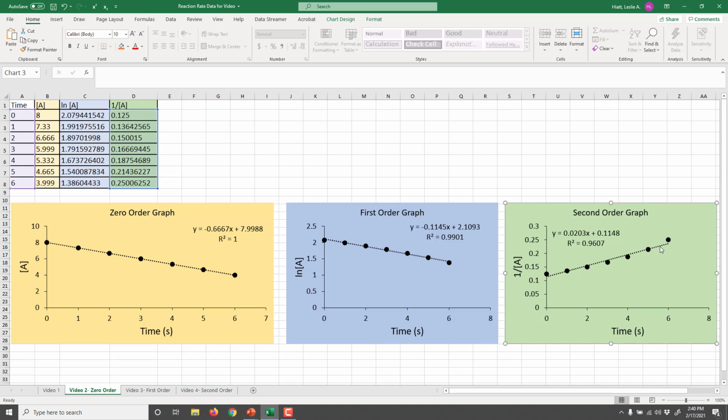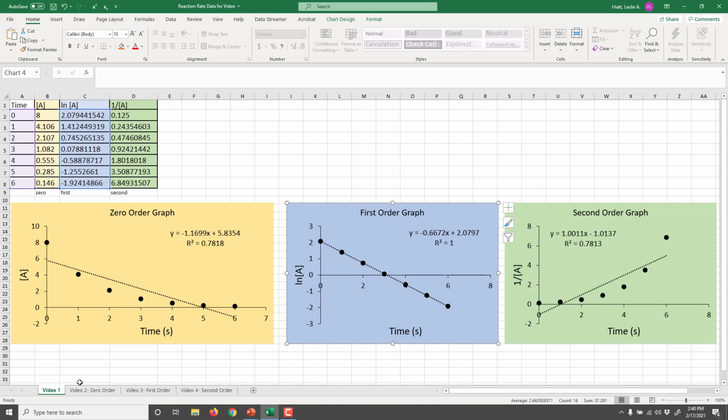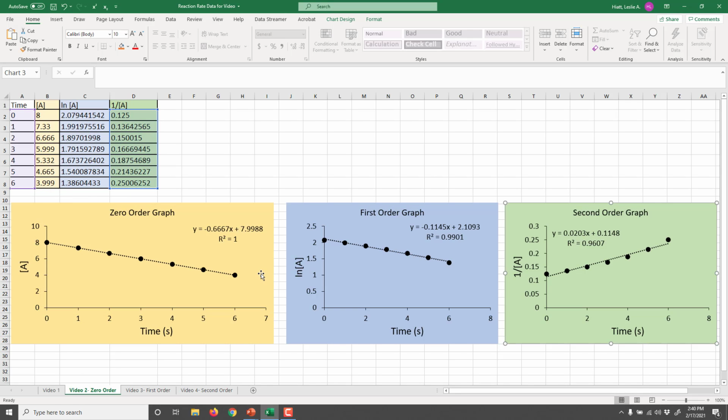And then my second order is actually not bad either. You can't see the huge curves that we were able to see on the last set of data. But still, you're asking the question, what trend line best matches my data? And that is whatever r squared value is closest to 1.